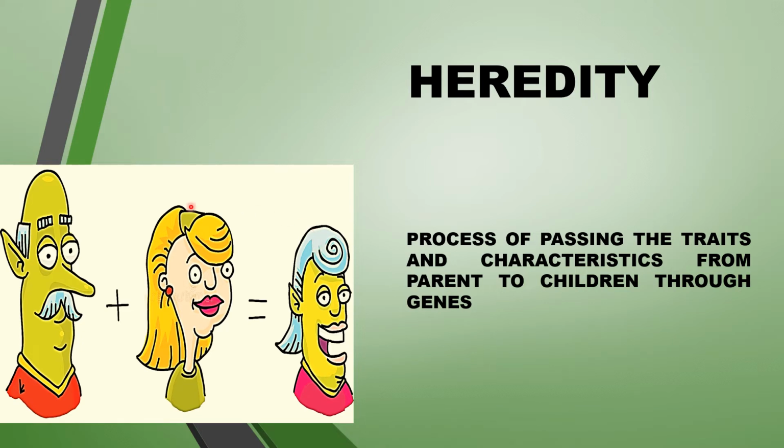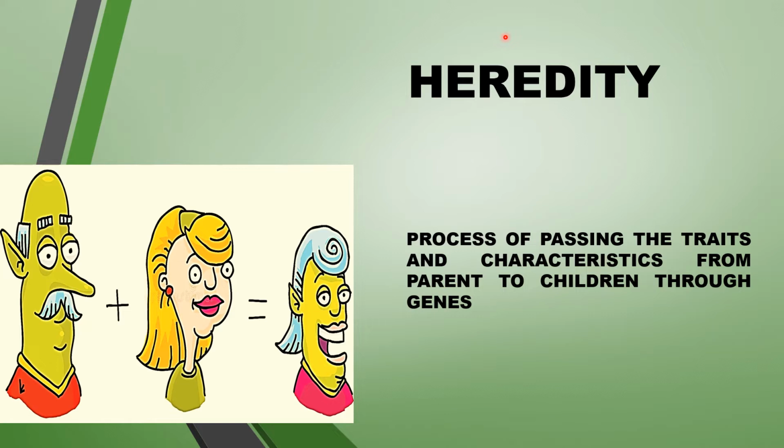For example, the hair color is the same in father and the child, but the hair structure is the same as the mother's. Then if you see the ear style and the eye, it is the same as the father's. So some characteristics are from the father and some characteristics are from the mother. The heredity and genetics are the reason you look so much like your parents.